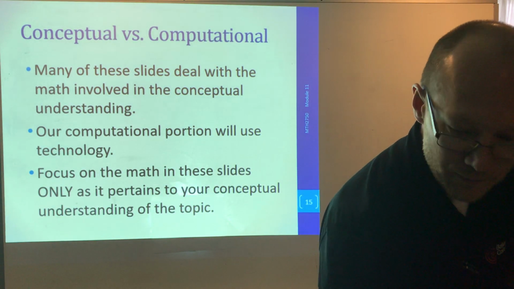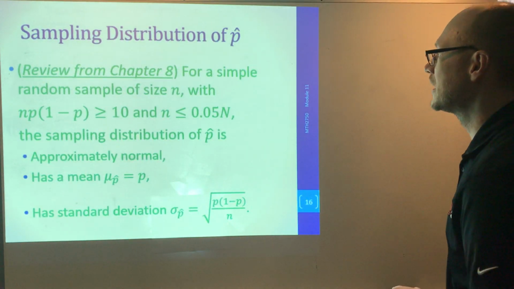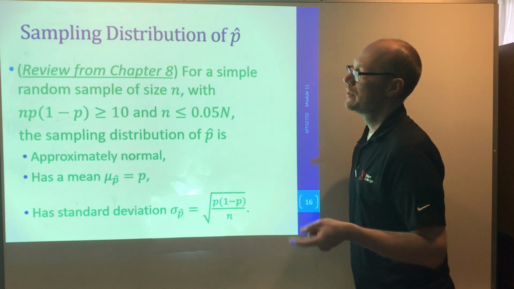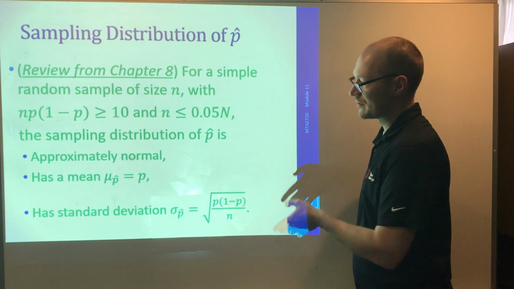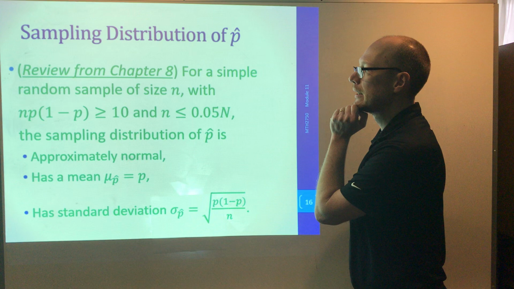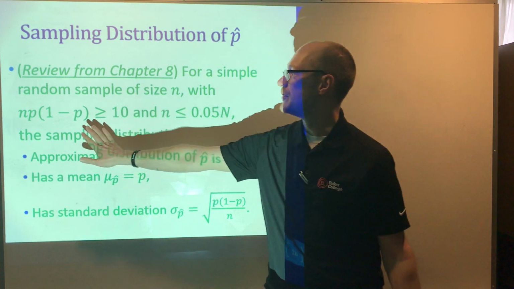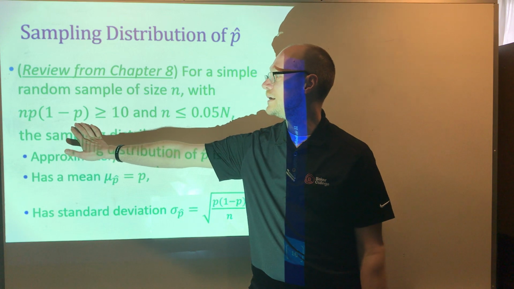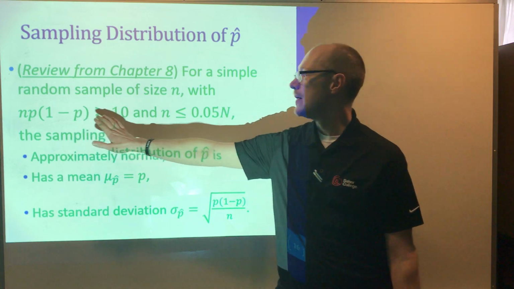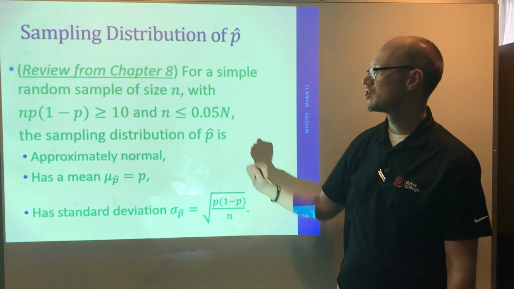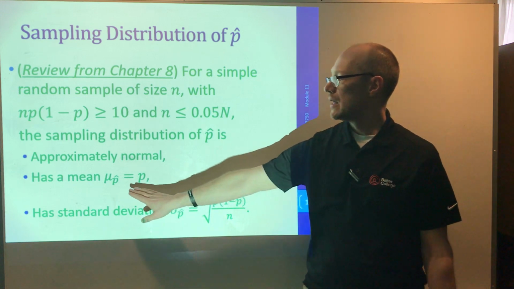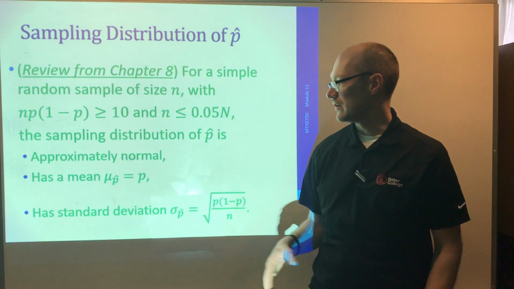Okay, so this is review. I put it in green, so as you're sliding through these slides, you'll recognize that this is all review. But perhaps you remember that for a simple random sample of size n, if this thing is true, that means it's big enough. If this is true, that means it's small enough, it's normal. The mean and standard deviation are given.